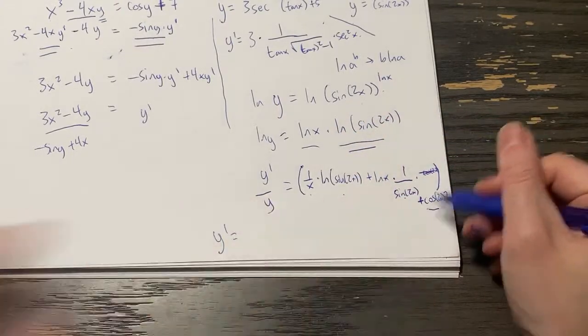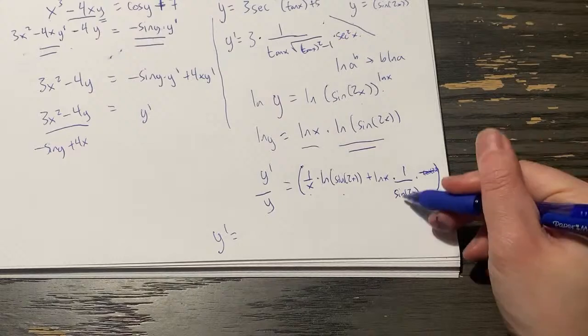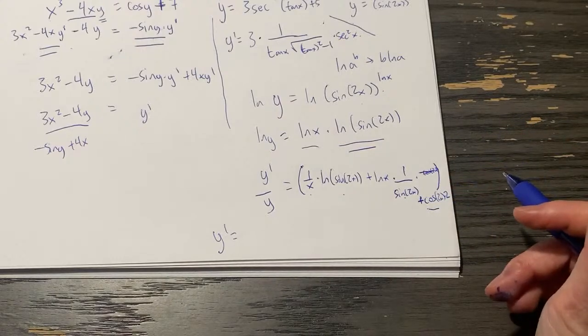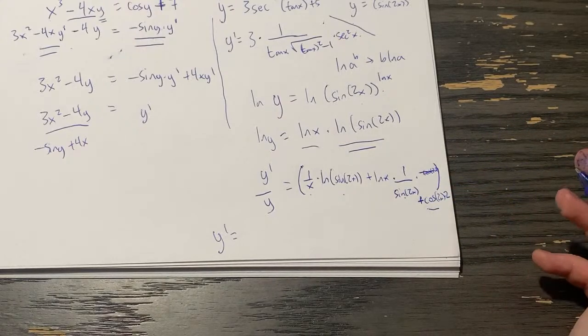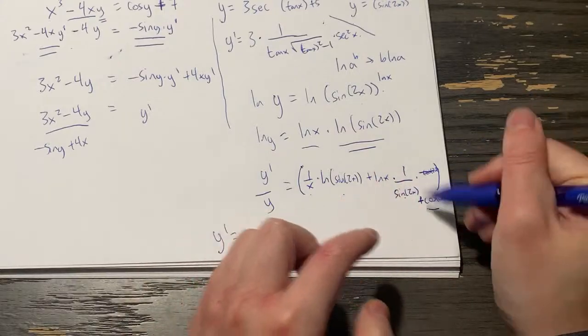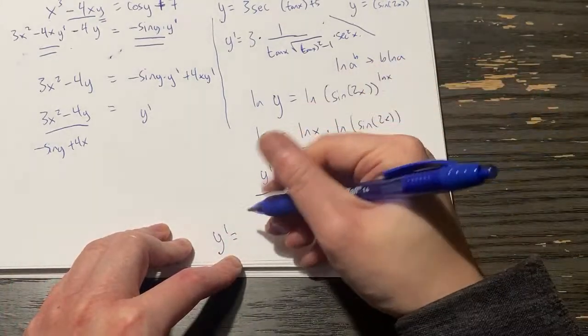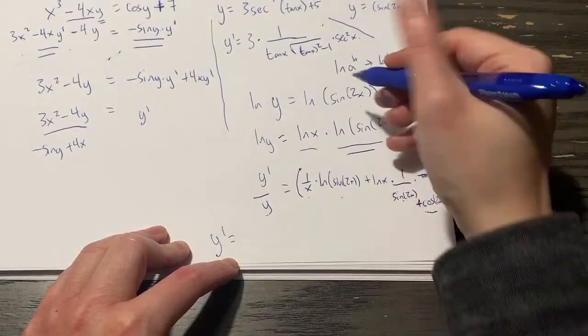If we were simplifying, cosine over sine is cotangent, so just be wary. If you're taking an exam, maybe a college exam, they might simplify these derivatives, but we're not going to simplify because that's not really the game we're playing right now.